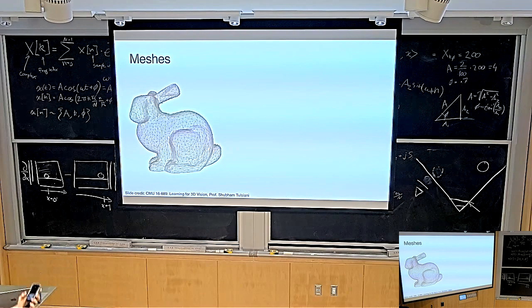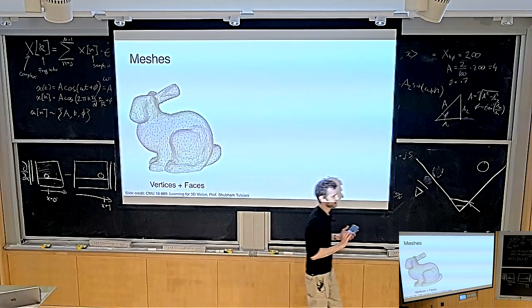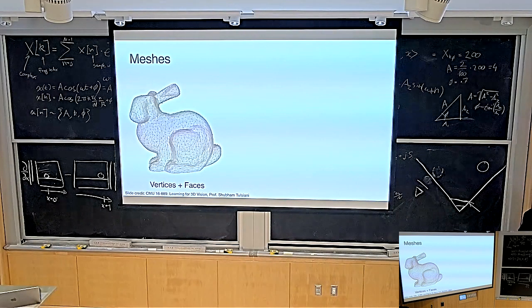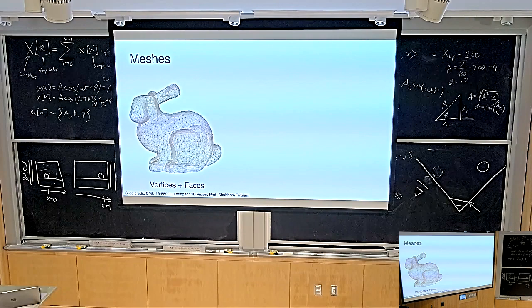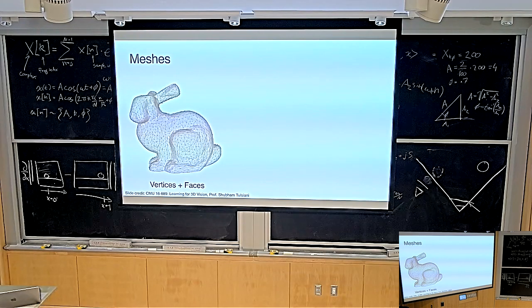So what is a mesh? A mesh looks like this. You can think about it as a set of two different kinds of things: vertices and faces. Vertices you can think about as a point cloud floating in 3D space. But meshes have one additional set of information, which is the connectivity between vertices.